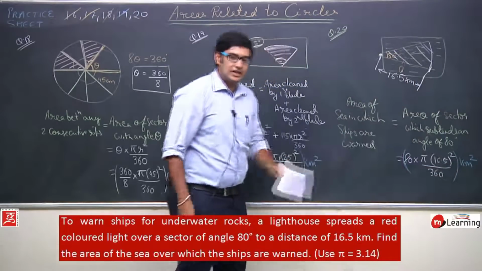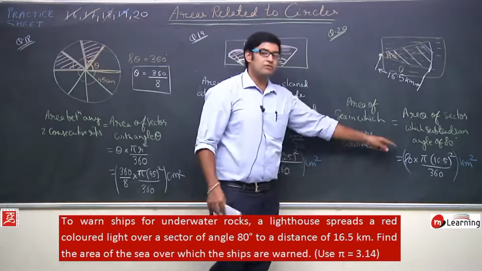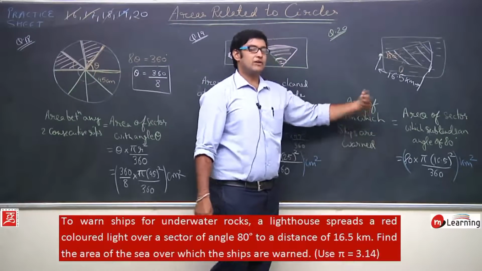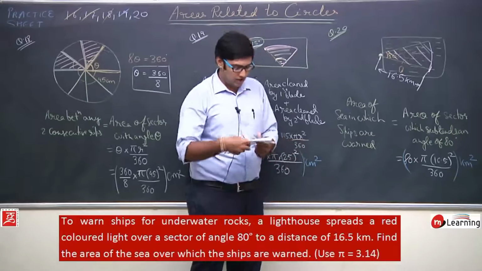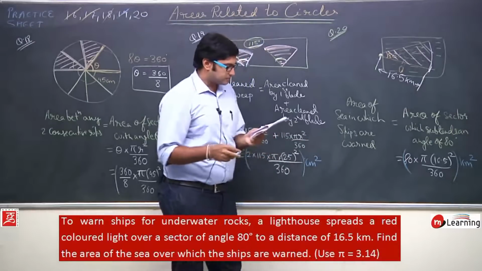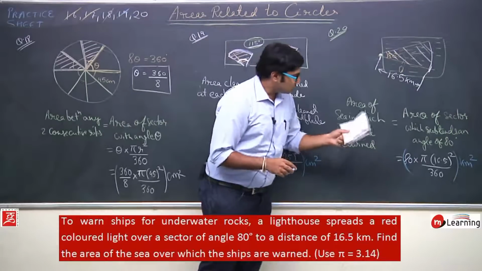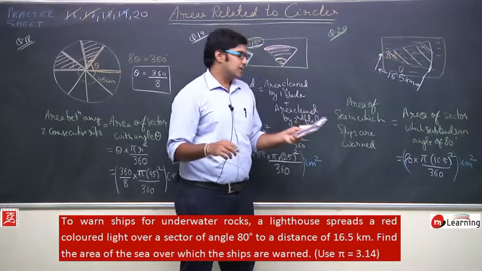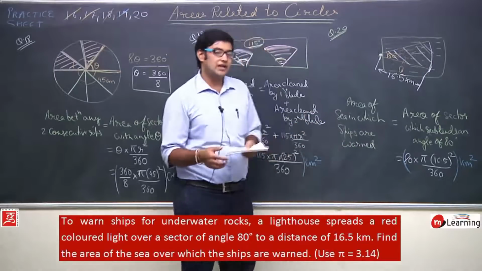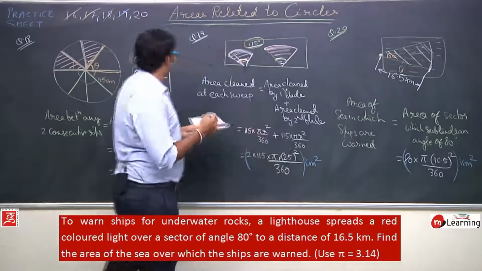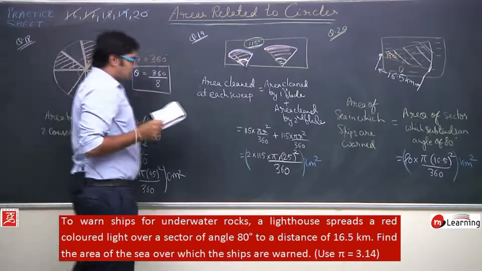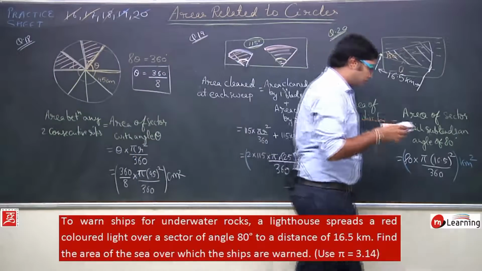So in this much area the ships can be warned in the sea about where the underwater rocks are, so that accident may not happen, okay. So, you can use pi as 3.14 as mentioned in the question. It will simplify this question further. So this is the solution for 20th question. We have completed this question. Now first you note this, then we will continue from 21.